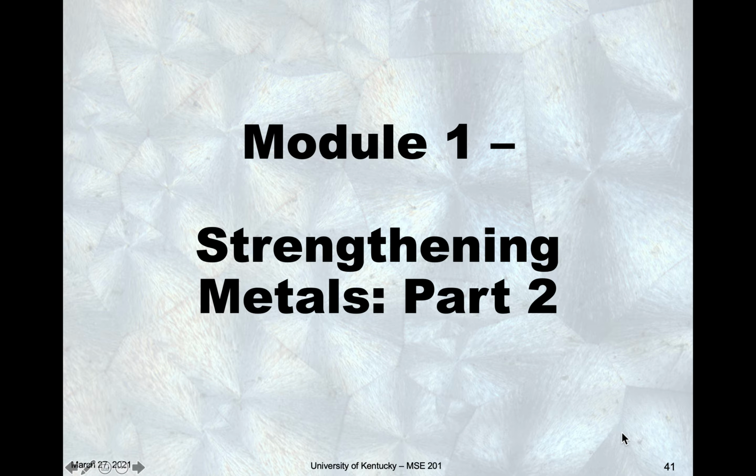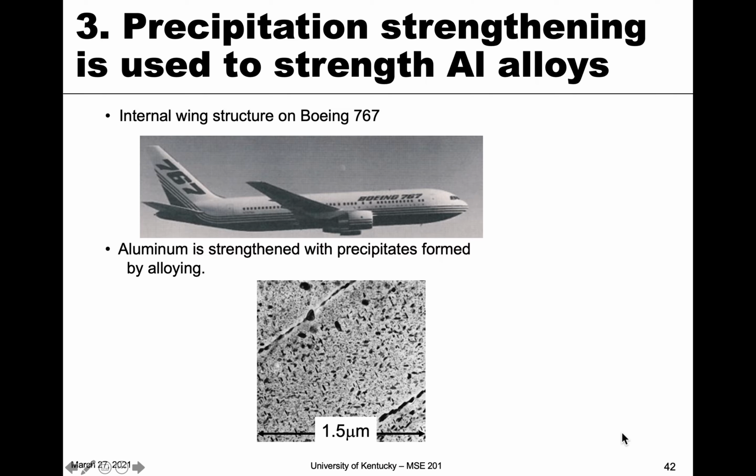In this module, we are going to continue our discussion of strengthening metals. And for the second part, we're going to talk about what's known as precipitation hardening or precipitation strengthening. Precipitation strengthening is a common technique used with aluminum alloys.